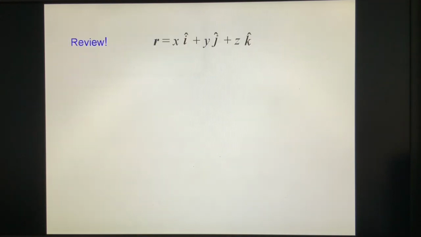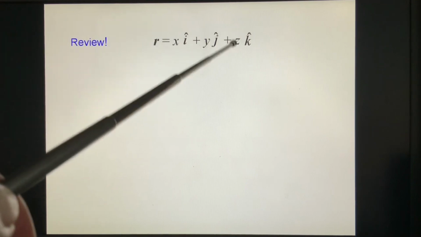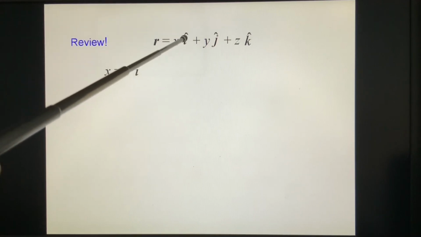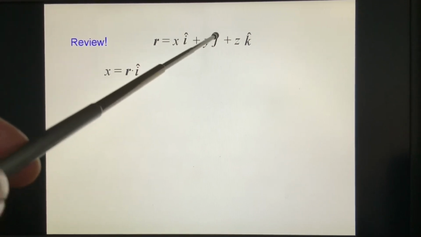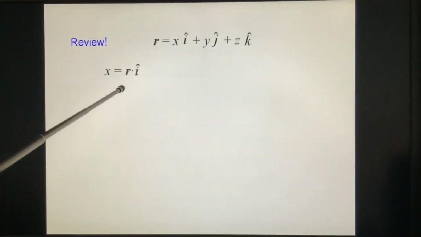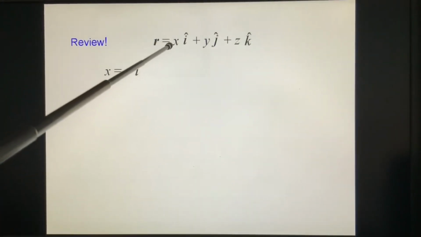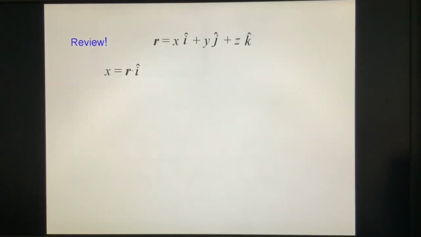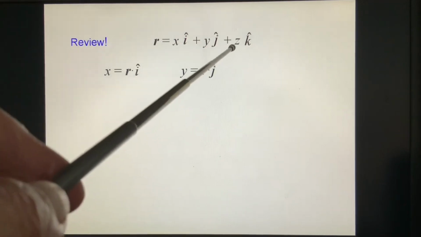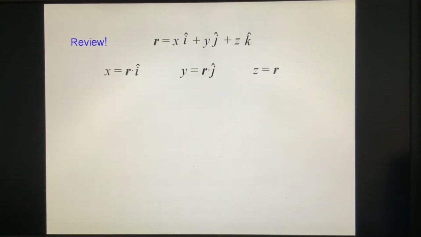Before we go on, we have some review. We have a position vector R equal to xi + yj + zk. If we dot R with i, we find i dot i equals 1, i dot j equals 0, i dot k equals 0, so R dot i equals x. For the same reason, y equals R dot j, and z equals R dot k.